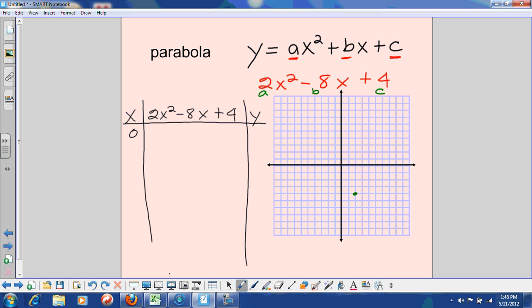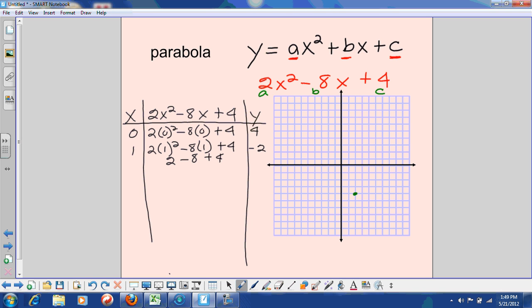Let's start with 0 because that's always just such an easy number to work with. Okay, so 0 squared is 0 times 2 is still 0. So these two are 0, so our y value is just 4. Let's plug in the number 1. 2 times 1 squared minus 8 times 1 plus 4. 1 squared, 1 times 1 is still 1, times 2 is 2. 8 times 1 is 8, negative, plus 4, and that's going to give us negative 2.